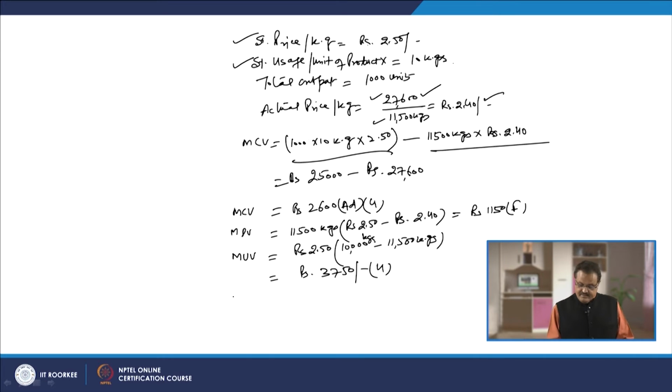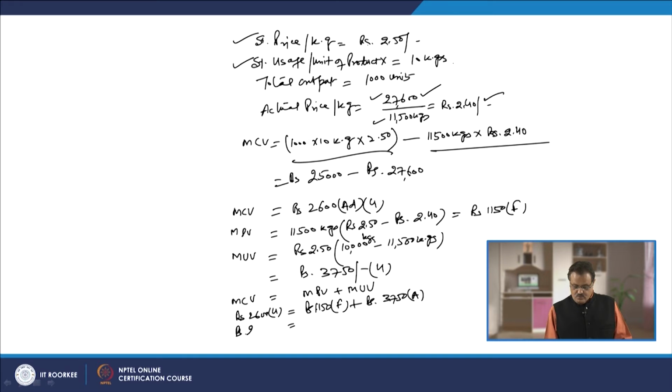Now we will go for the comparison. You verify that the material cost variance is equal to material price variance plus material usage variance. What is the material cost variance? Material cost variance is rupees 2600 adverse, which is equal to material price variance rupees 1150 favorable plus rupees 3750 adverse. So, it finally becomes favorable minus adverse: 1150 minus 3750 is rupees 2600 adverse.